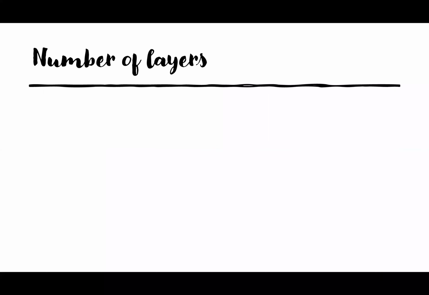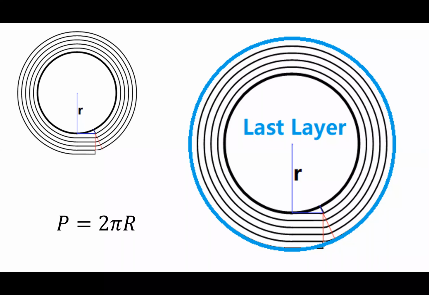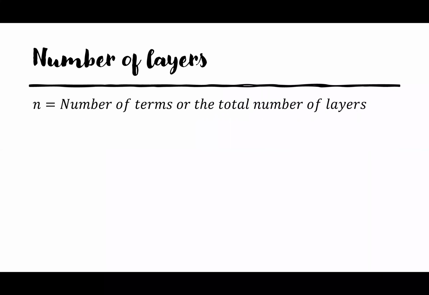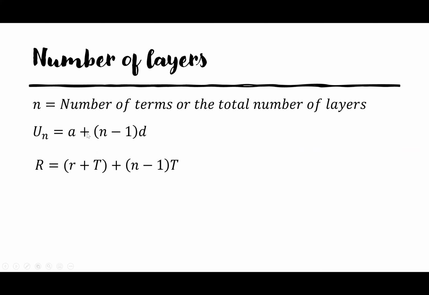Let's calculate the number of layers. How many layers are there in total? Let's do the calculations. Let n be the total number of layers. We know for an arithmetic sequence, the last term u_n equals a + (n − 1)d. Our first layer is not little r, remember, it's r plus the thickness, and then plus (n − 1)T. The common difference of that arithmetic sequence is just the thickness of each layer, that's just T.